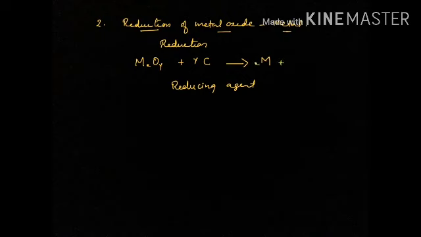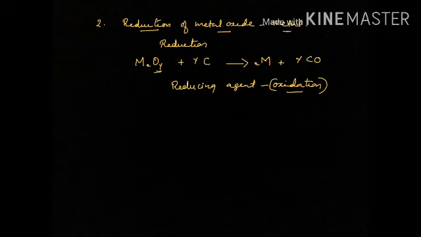Then this reducing agent will undergo oxidation, right? So the reducing agent will undergo oxidation. We know that reducing agents are those substances which help in the reduction. So it will help the reduction and it will undergo oxidation itself. That point should be clear, because when you study further, that point should be there in your mind. So for the reduction, a reducing agent is needed. What is the role of that reducing agent? It will undergo oxidation. How will it undergo oxidation? It will take the oxygen from the metal oxide and will help in the reduction.